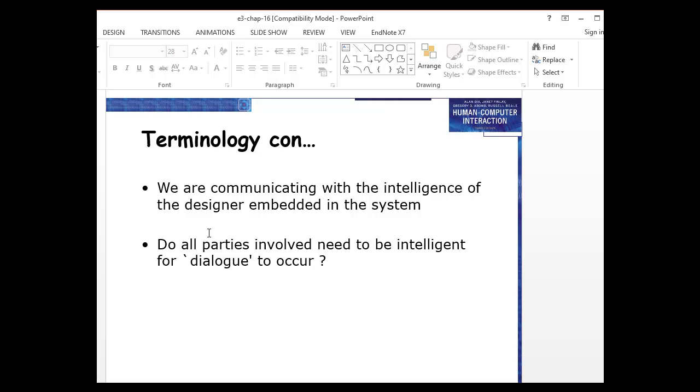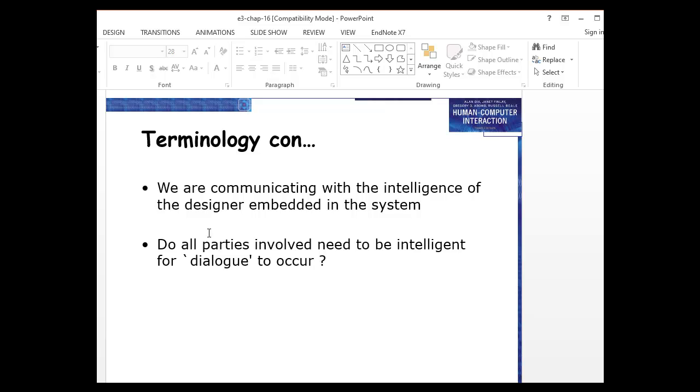Terminology continued: we are communicating with the intelligence of the designer embedded in the system. For example, here I want to explain a bit that we are talking about human and computer interaction, and these are not both intelligent, natural entities. Computer is just a tool and contains multiple programs, multiple instructions for each human activity. Once a human starts an activity, the computer, which is a tool, can give the answer to the human activity questions.